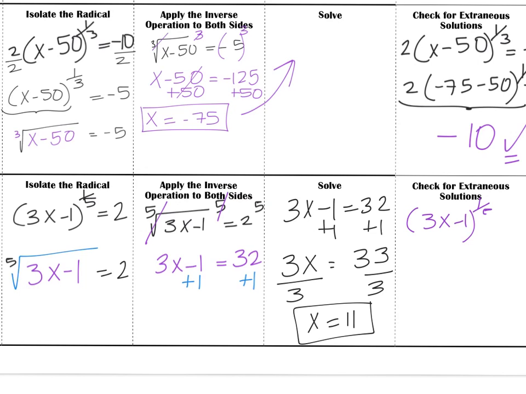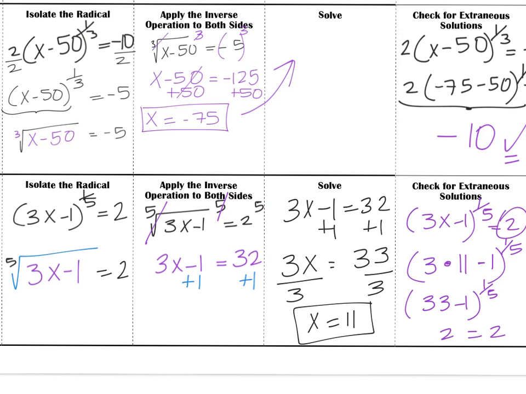So I'm going to write the whole equation down. Instead of x, I'm going to put times 11, because 3x means 3 times x. X is 11, so 3 times 11 minus 1 to the power 1/5. 3 times 11 is a 33 minus 1 to the power 1/5. So I'm going to go to my calculator, open parentheses, 33 minus 1, close parentheses, to the power, I can put 1 over 5, and it gave me 2. So yes, it is equal to 2. So yes, x equals 11 is an acceptable solution.